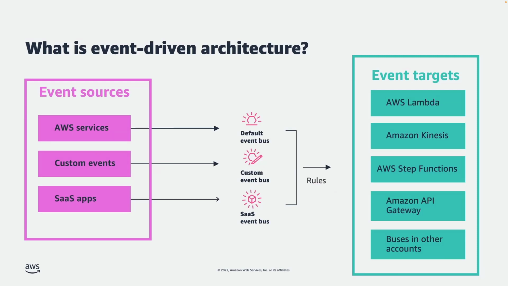In event-driven applications, you have the event producer, the event bus, and the event consumer. The event producer is the event source where the events come from. This can be an AWS service, a custom event, or an event that comes from a third-party SaaS app. The event bus acts as an event router to route the events to where they need to go, and the event consumer or event target listens for events and acts only upon the events they are interested in.